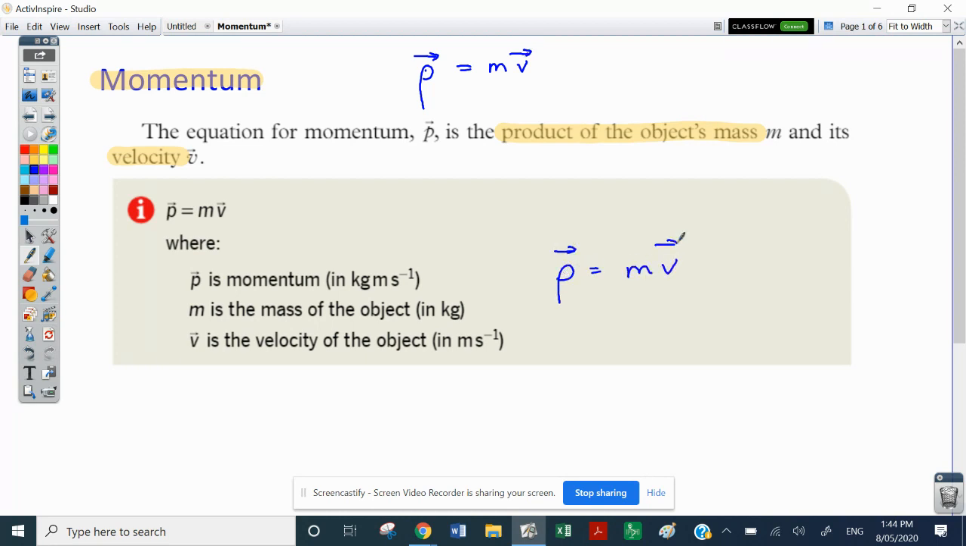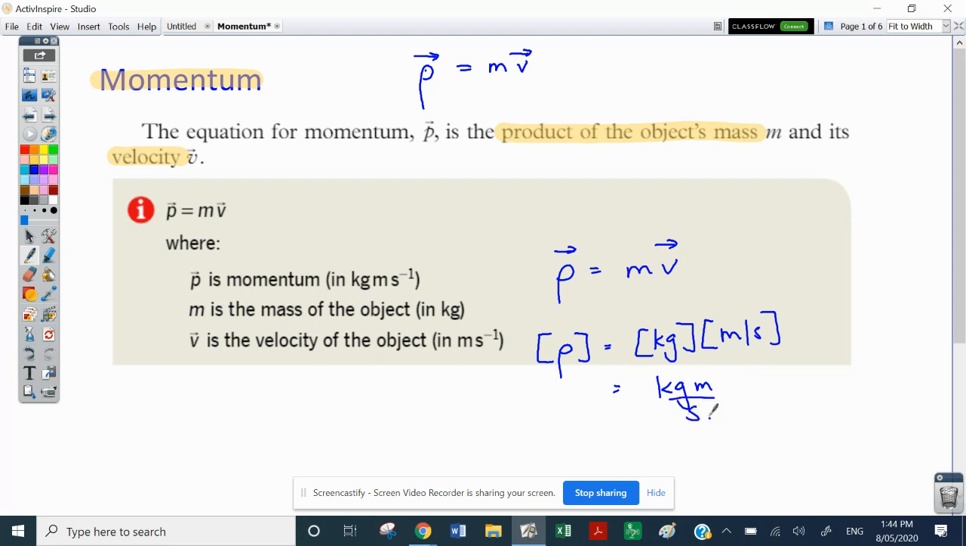Now, notice that there is a vector arrow above this, so rho equals mv. This means that momentum is a vector, it has direction, and we're going to be looking at it having a positive or a negative value depending upon whether the velocity is in the positive direction or a negative direction. If we have a look at its units, the units of momentum would be the units of mass, which is kilograms, multiplied by the units of velocity, which is meters per second. So it's the kilogram meter per second.